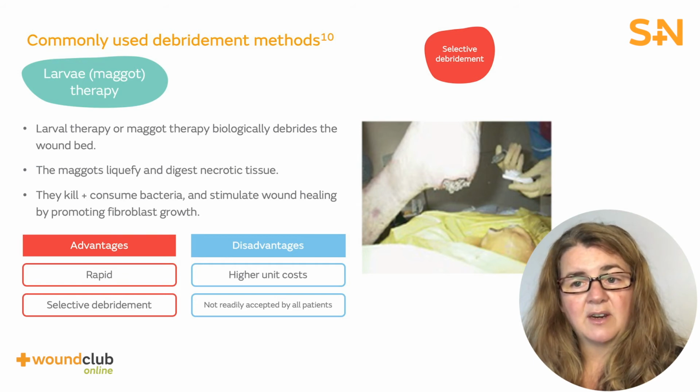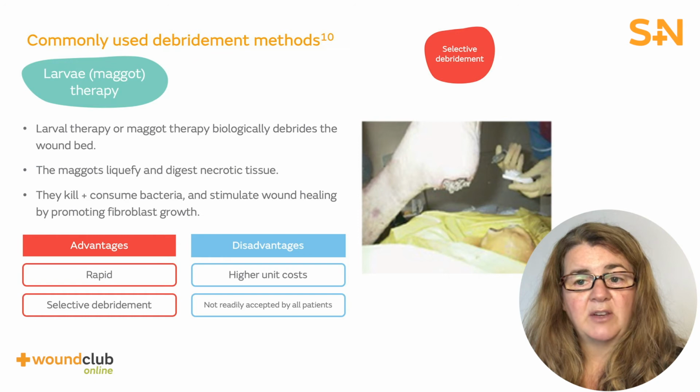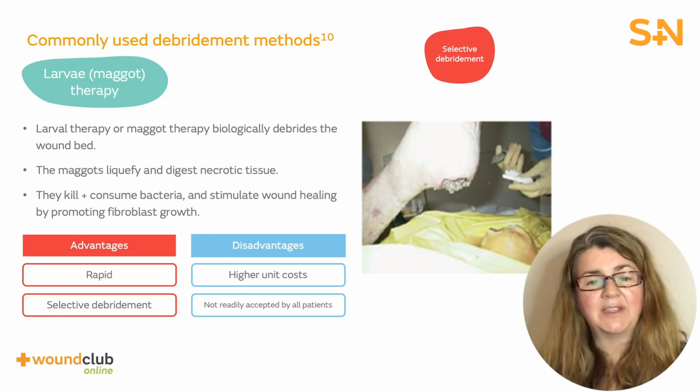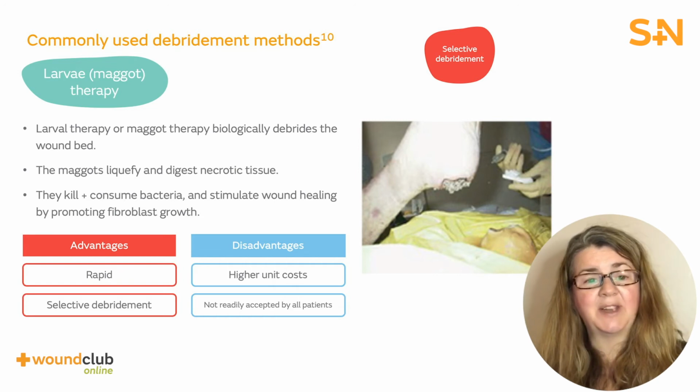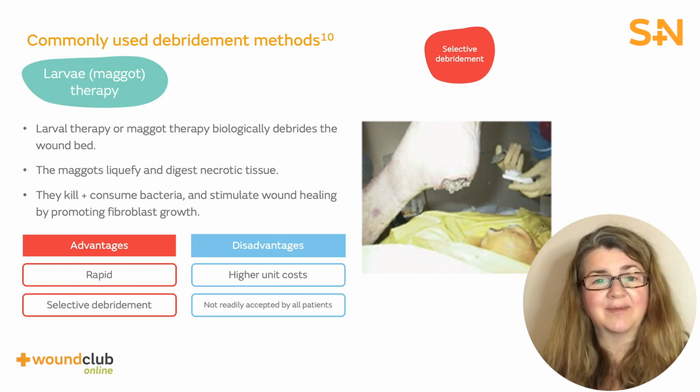Maggot secretions are known to have a broad spectrum antimicrobial activity, and a metabolic byproduct of the maggot is ammonia. This has been known to alter the pH of the wound, preventing recolonisation of bacteria. Larval therapy has the ability to rapidly and selectively debride a wound. However, not all patients and clinicians are receptive to the therapy because they think it may be distasteful, and due to the higher unit cost may be considered expensive compared to other selective debridement options.